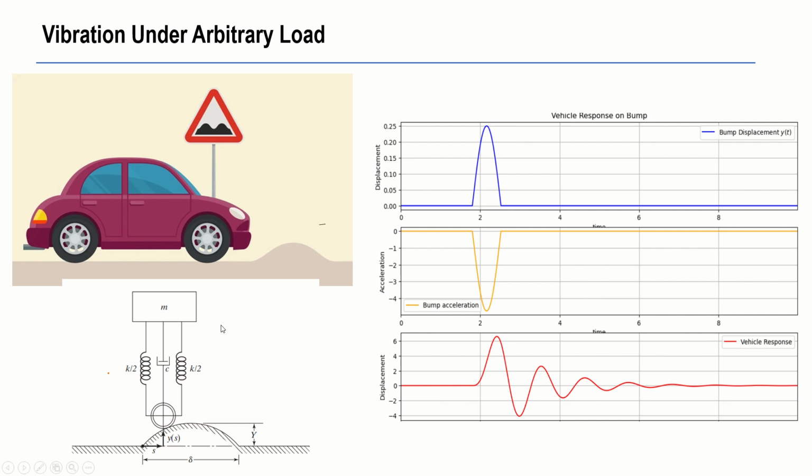Then we'll study when a vehicle is moving over a speed breaker or road bump. We will see how to model that as a mass spring damper system. Then we'll calculate the displacement of the vehicle and the acceleration of the vehicle when it passes through the bump, and this would be the response, or vehicle displacement.